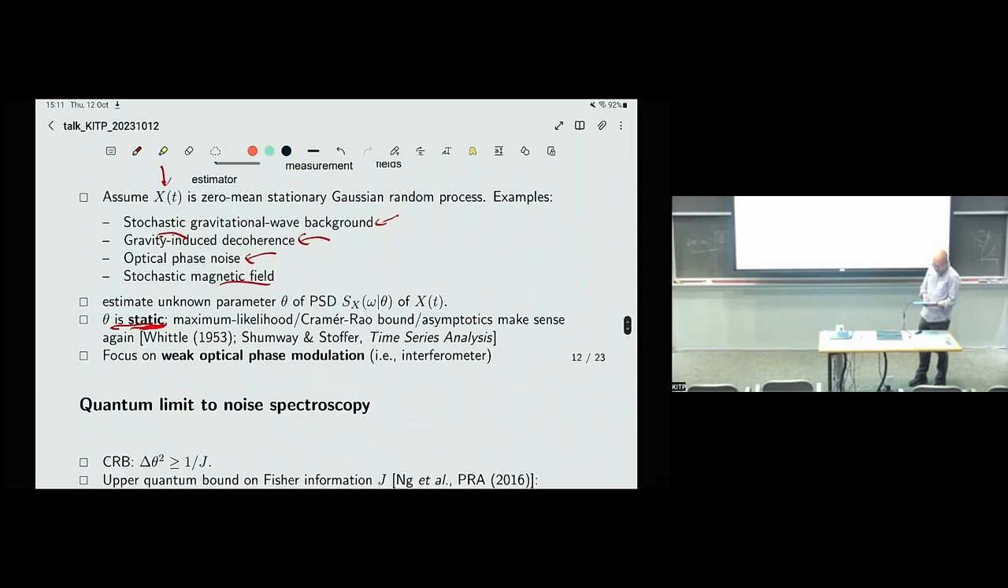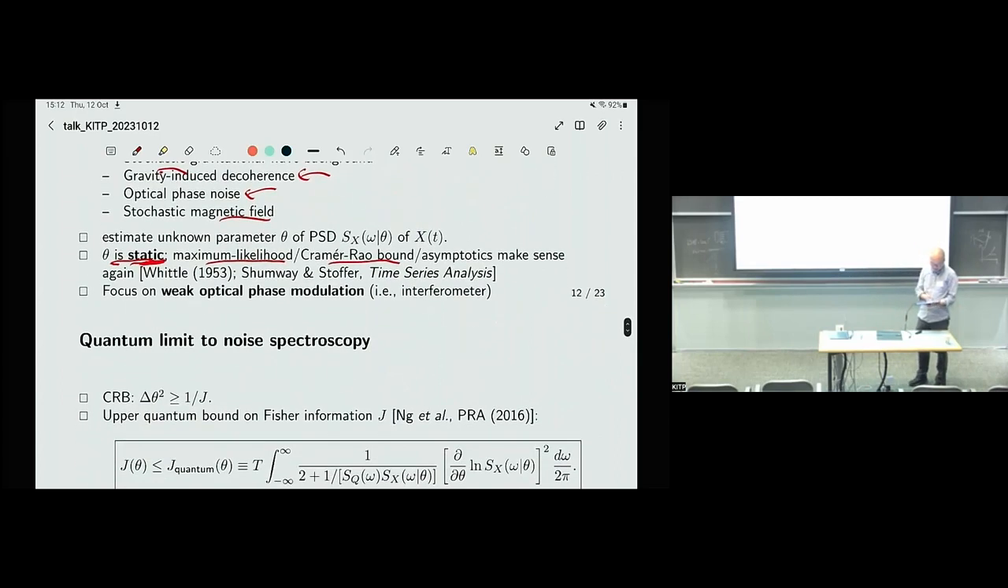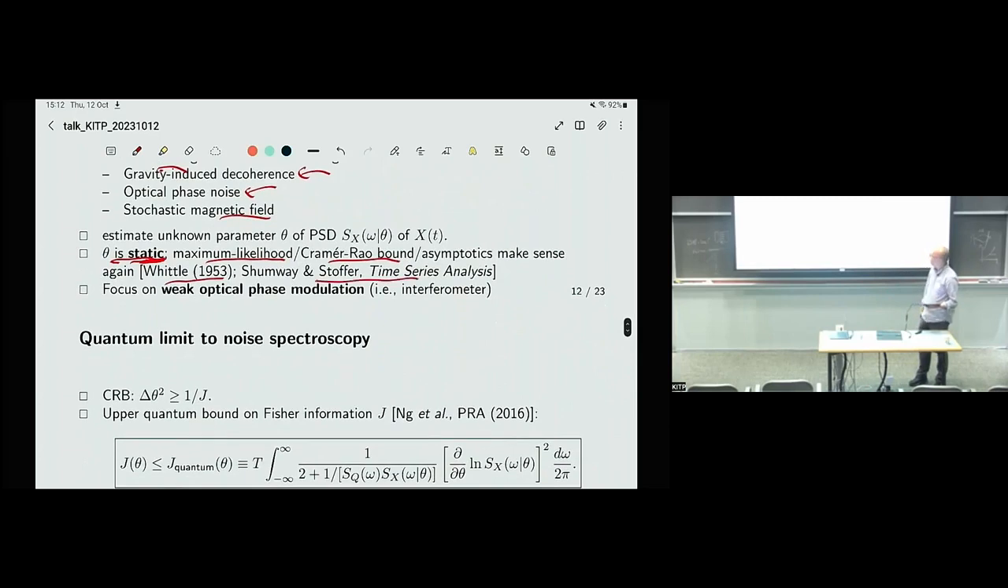So now all these ideas, maximum likelihood, Cramér-Rao bound, make sense again because it's a static parameter. Usually asymptotic theory, the central limit theorem, works quite well. These would be the standard textbooks and papers on this topic in classical statistics. I'm just going to focus on weak optical phase modulation.